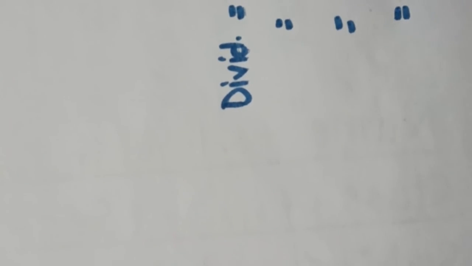Now what is the next step? Dividend is equal to divisor into quotient plus remainder. What is the divisor? 36. What is the quotient? 246. And what is the remainder? 32. Now after multiplying these two numbers, we'll get 8856. Then we need to add 32 to this number. So we'll get 8888. Now this is how we have done these sums.